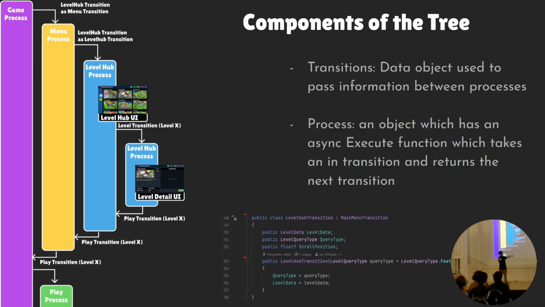This is a level hub transition. It's a type of main menu transition, and this is the data that we want to feed into the process. This lets us identify which process we want to run. I'm going to jump over here and use my laser pointer because this is really helpful. So we've got game process, which is always running, and if we feed a level hub transition into that process, it's going to say, hey, this is a type of menu process. We want to spin up a menu process. And then that menu process knows how to deal with any type of menu process. And it says, hey, I know that the level hub transition can run on a level hub process. So let's generate one of those.